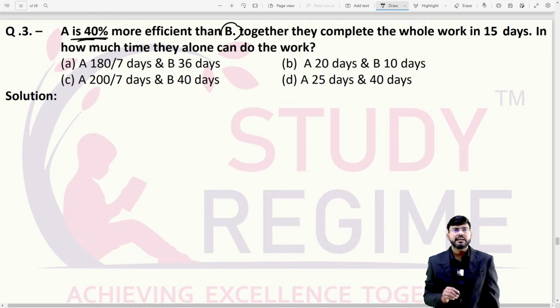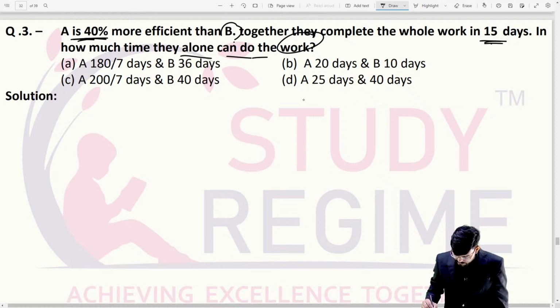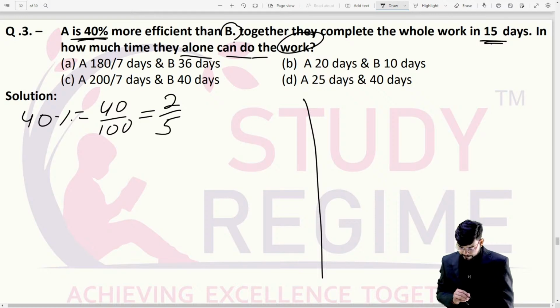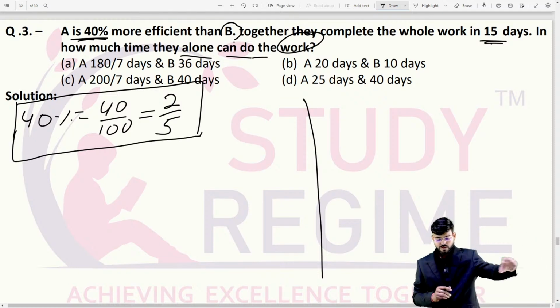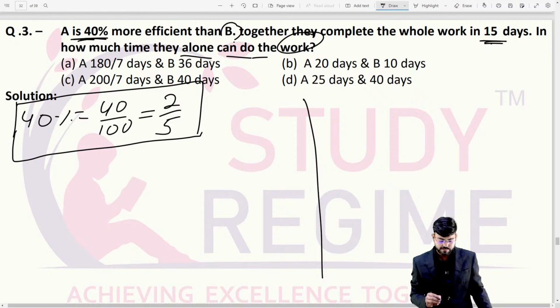It is given in the question that A is 40% more efficient than B. If they are working together, they can complete the whole work in 15 days. But in the question it has been asked in how much time they alone can do the work. Okay, let's proceed with the question. The old concept: 40% is what? 40 by 100, you will divide, you will get 2 by 5. A is 40% more efficient than B.